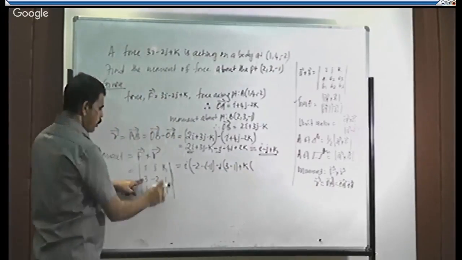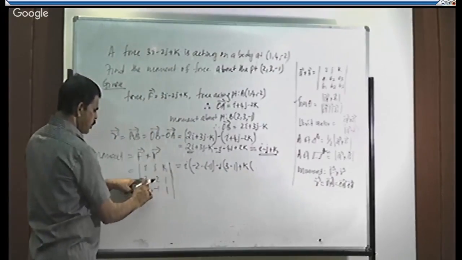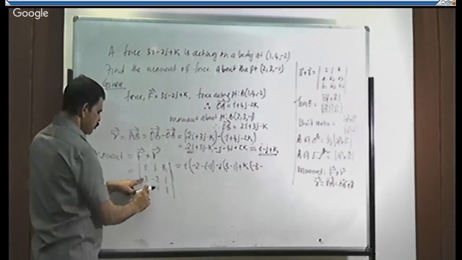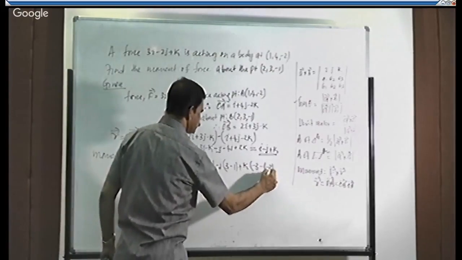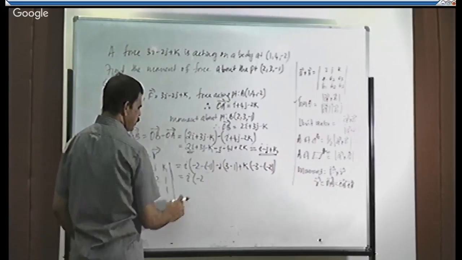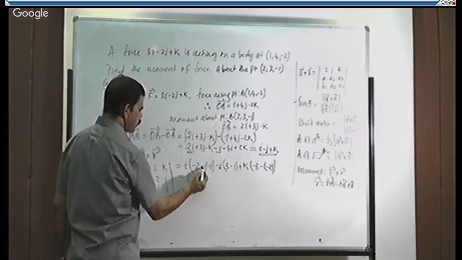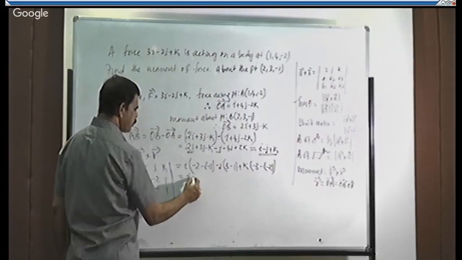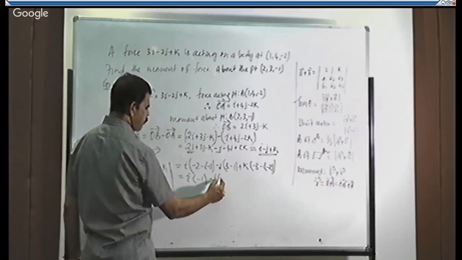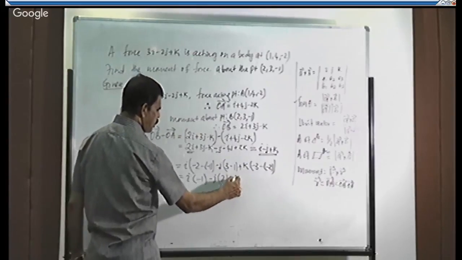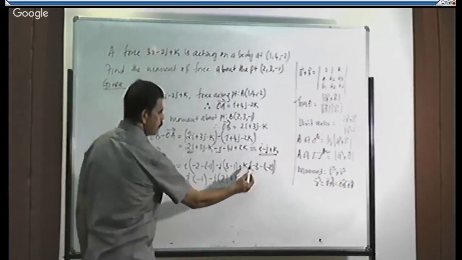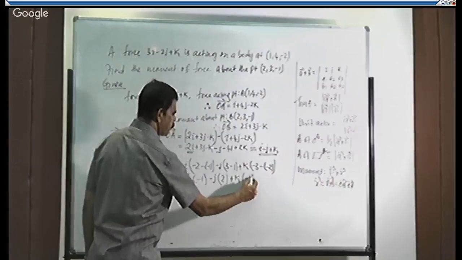Plus k into. Leave this column and row. 3 into minus 1, it is minus 3. Minus 2 into minus 1 is minus 2. That is equal to i into minus 2 plus 1. Minus into minus is plus 1. Minus 2 plus 1 is minus 1. Minus j into 3 minus 1, it is 2. Plus k into minus 3 plus 2. Minus 3 plus 2 is minus 1.